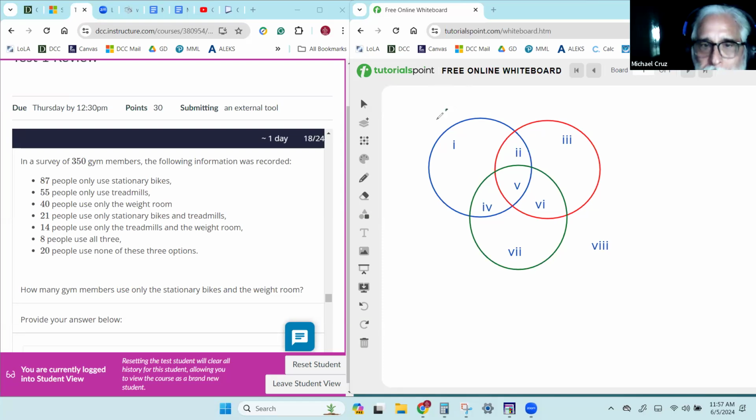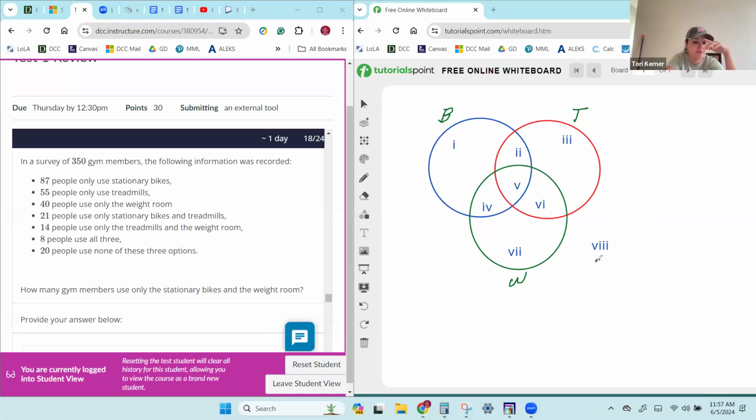stationary bikes. Let's just say bike. And then this would be treadmill and weights. Let's fill everything in. And I'm going to start down here at the bottom. Where would you think that would go? None of these. In other words, people that come in and do Pilates or what? That's people out. And here, section 8, yeah. 8.